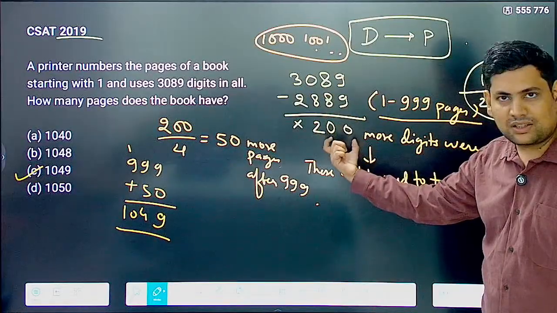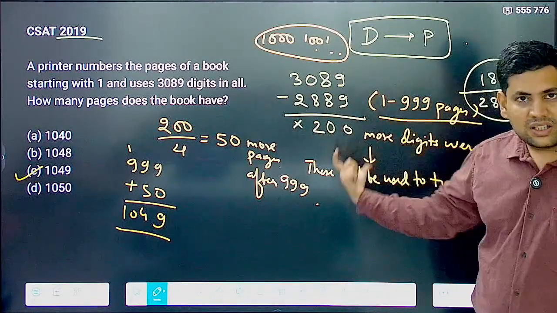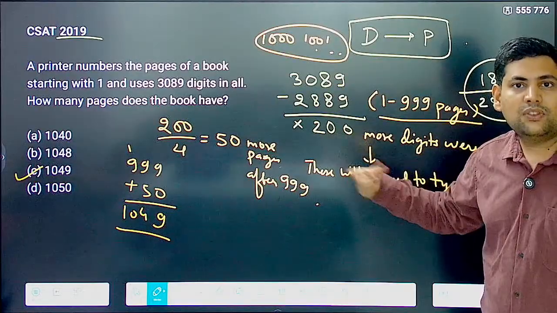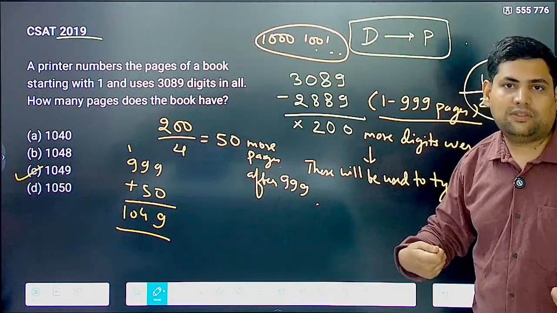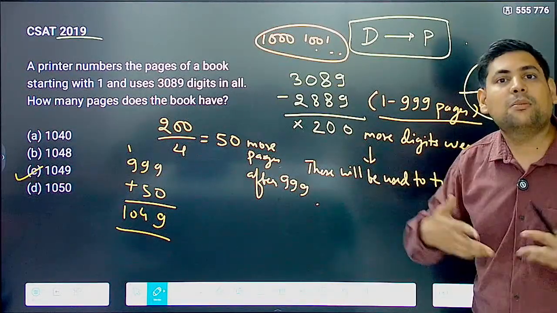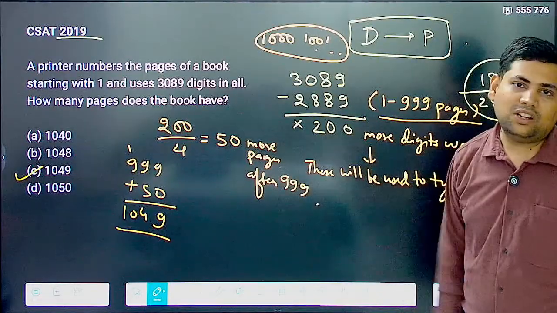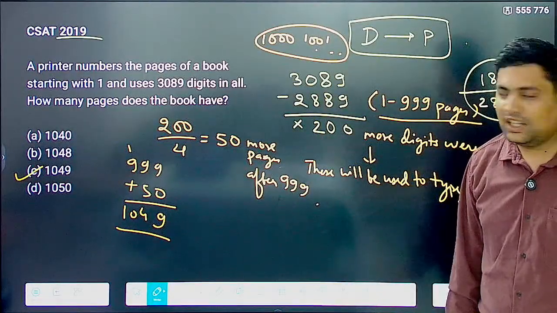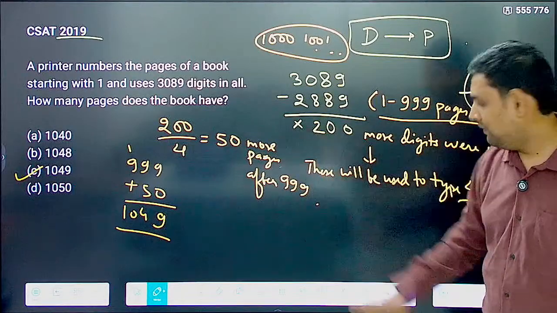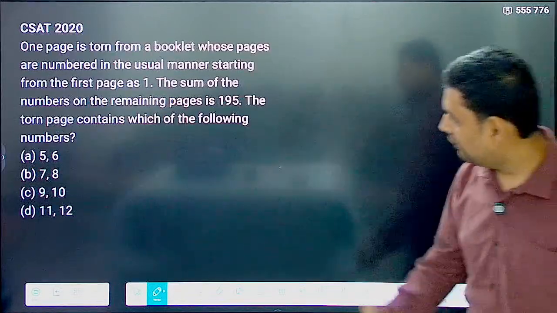Now, once you get this number, just think this number of digits will be used to type what kind of number? 3-digit number, 4-digit number, 5-digit number, that you have to divide it by. That's it. 1 to 999 was counted, add 50, get the answer. Do this.